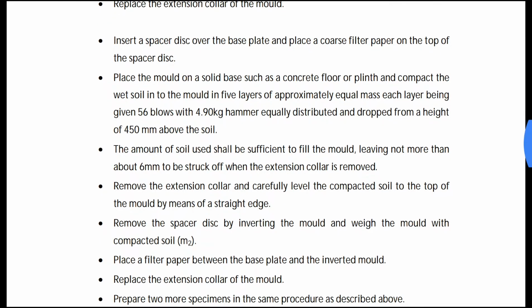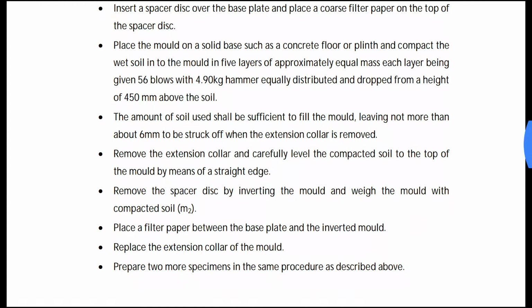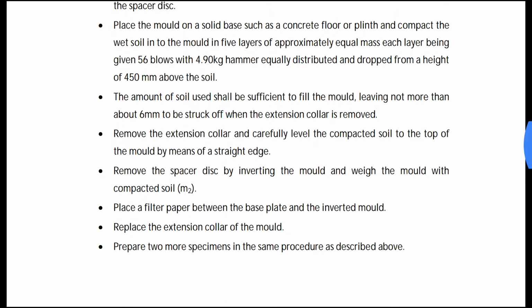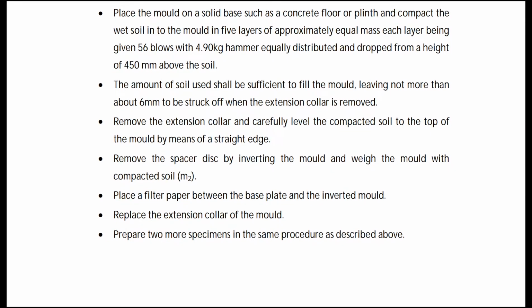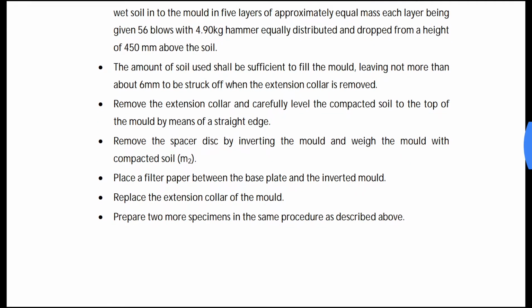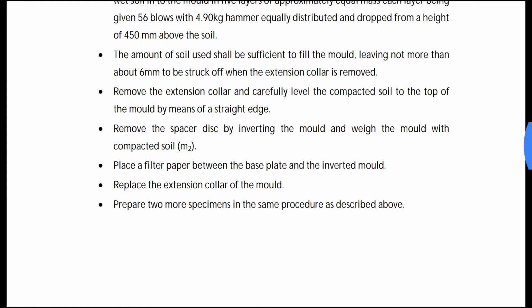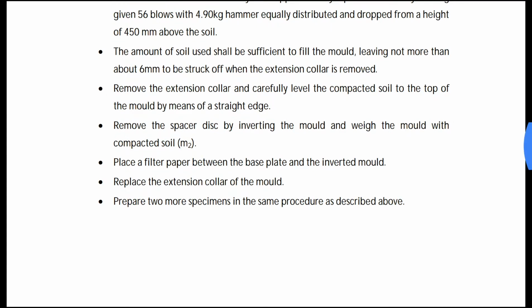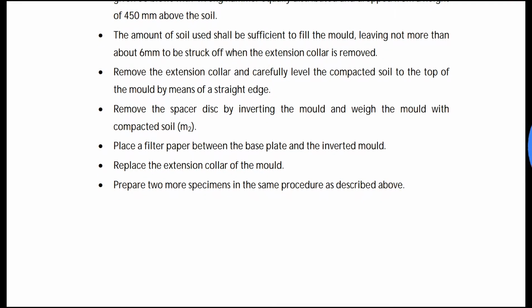Replace the extension collar removed. Insert a spacer disc over the base plate and place a coarse filter paper on top of the spacer disc. Place the mold on a solid base such as a concrete floor or plinth and compact the wet soil into the mold in 5 layers of approximately equal mass, each layer being given 56 blows with a 4.90 kg hammer, equally distributed and dropped from a height of 450 mm above the soil.